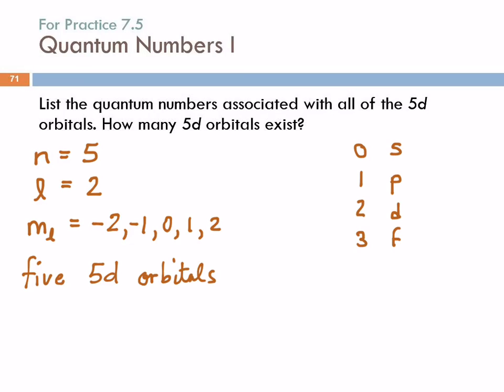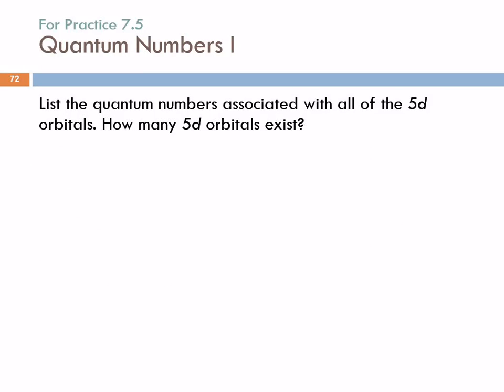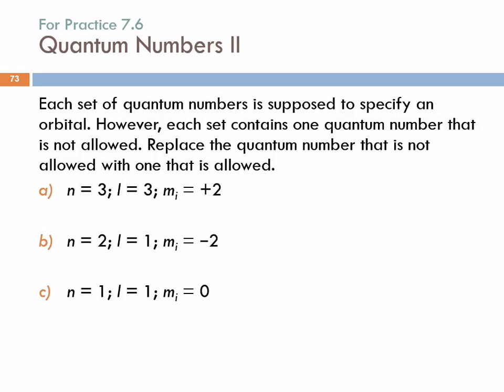Any questions? Each set of quantum numbers is supposed to specify an orbital. So these sets, A, B, and C, but each set has one quantum number that's not allowed. So we're supposed to figure out which one is not allowed and replace it with one that is allowed.